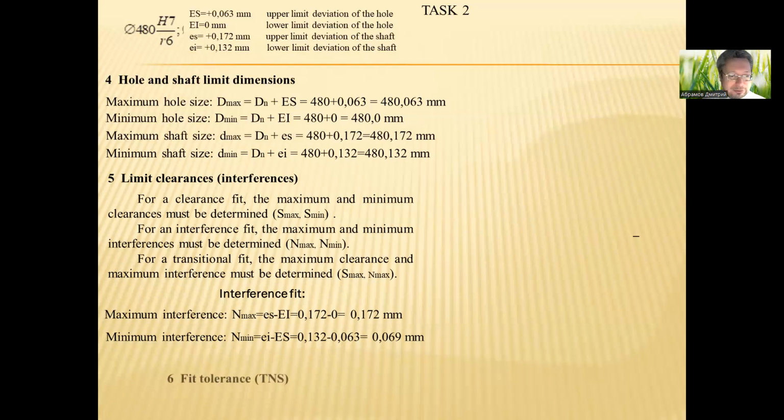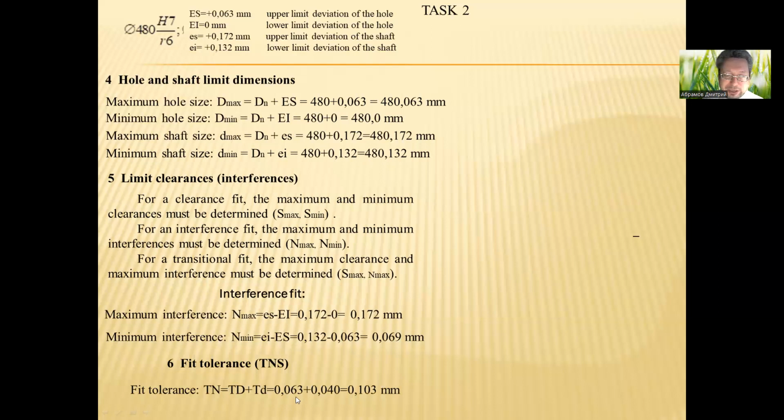It's equal 0.069 millimeters. Fit tolerance. Fit tolerance is the sum of the tolerance of the hole and tolerance of the shaft. Big TD plus small Td, and we have 0.063 plus 0.040, and we have 0.103 millimeters.